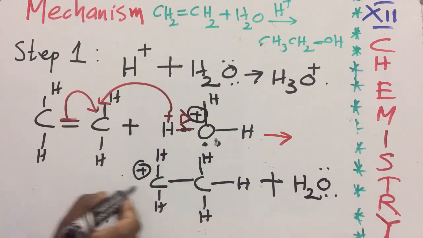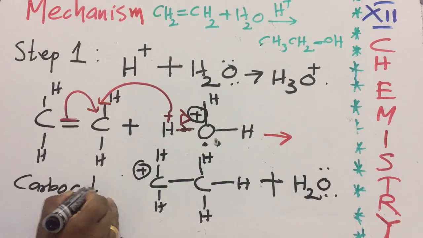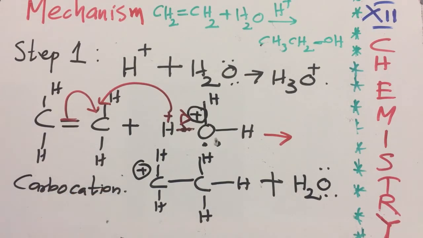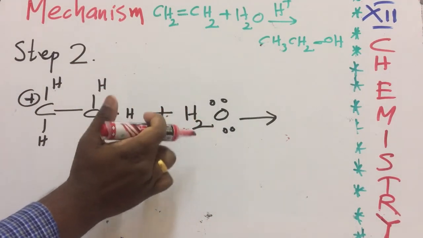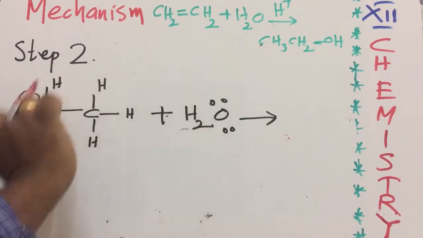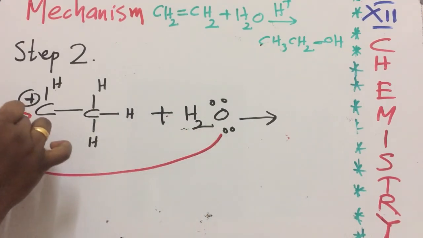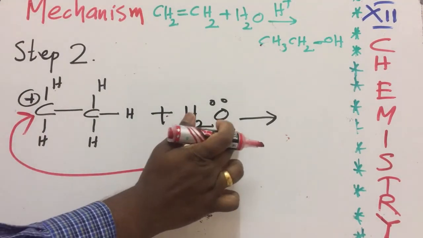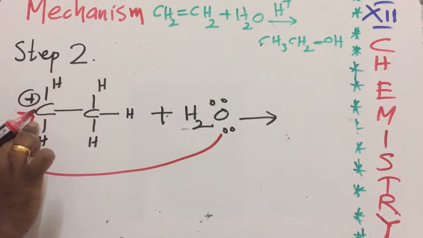What is this product? This product is called carbocation. So the first step involved the formation of carbocation. Clear? This is about the first step. In step 2, the products of step 1, the carbocation and the water, will react again. Then water will add to the positive carbon. By using this lone pair, water will form a bond with the carbocation.